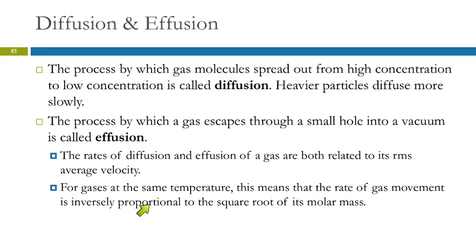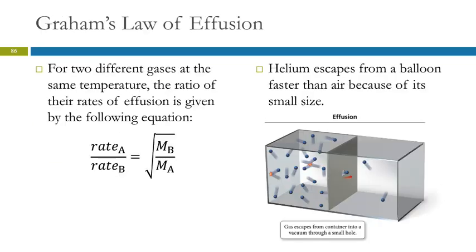If we have gases at the same temperature, the rate of gas movement, the rate of diffusion, the rate of effusion, is going to be inversely proportional to the square root of the molar mass, because the velocity is proportional to the inverse of the square root of the molar mass. So this leads us to Graham's law of effusion.